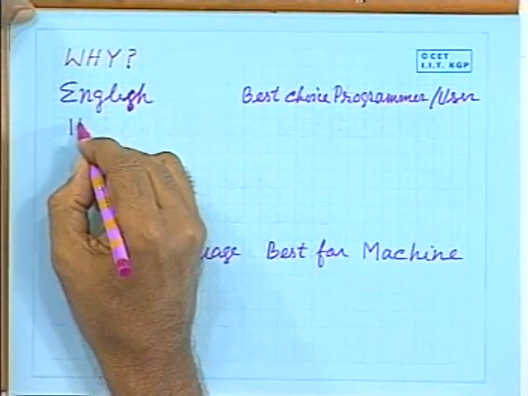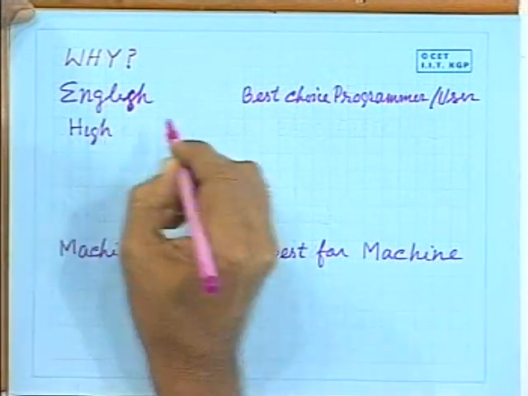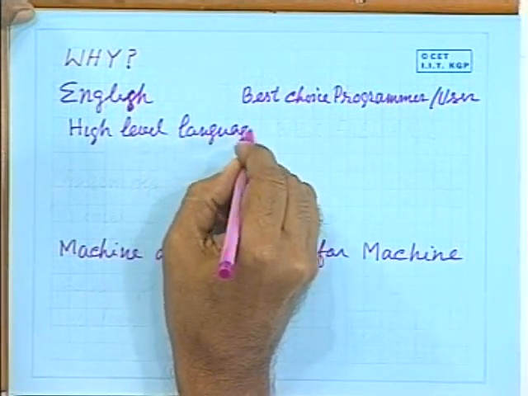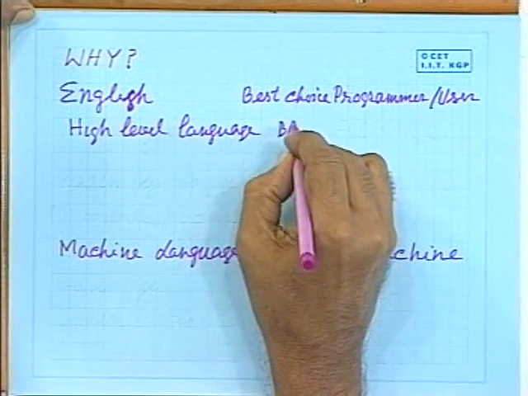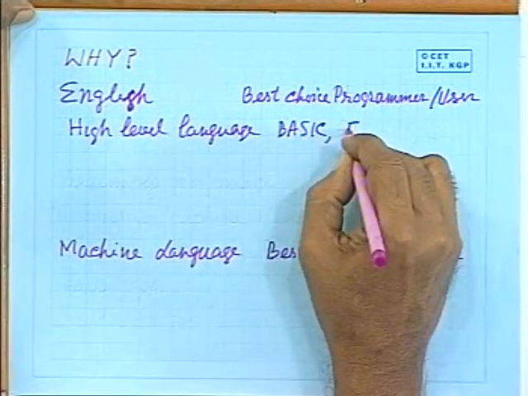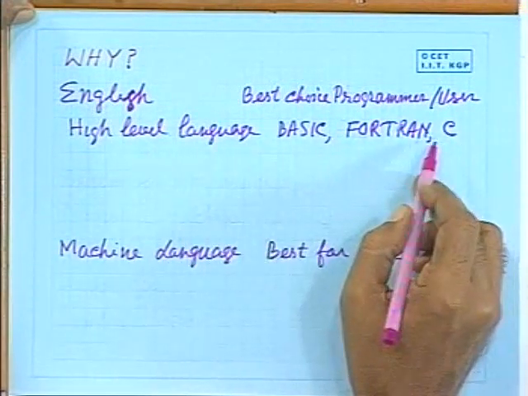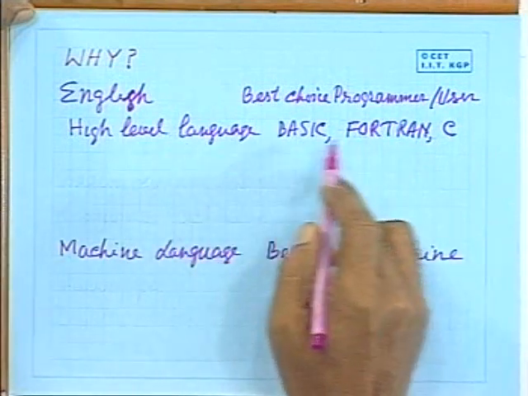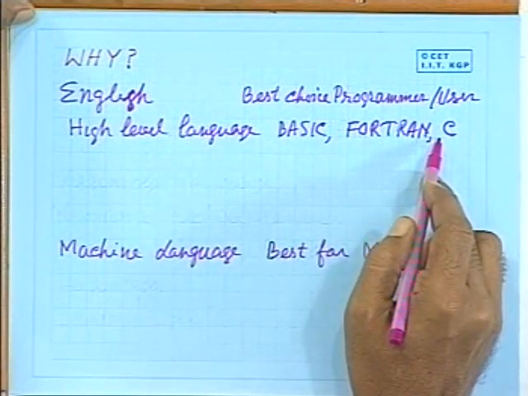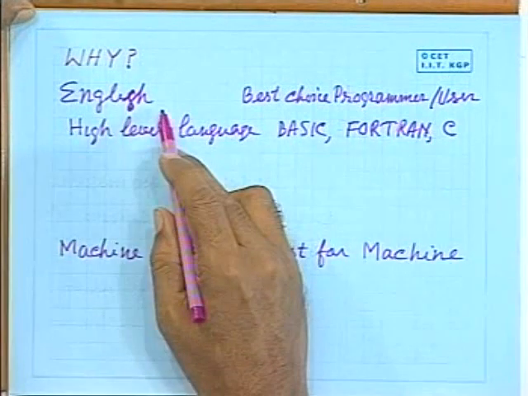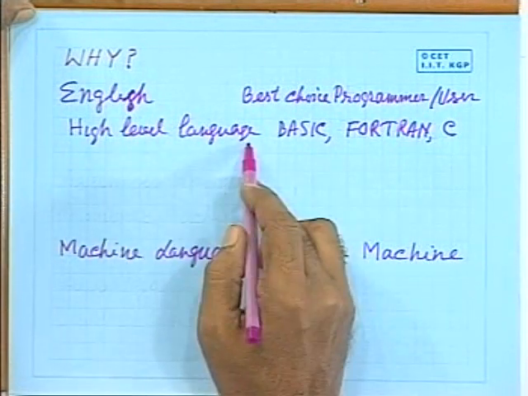So some alternatives are used, something in between. For example, for the convenience of the human user, high level languages such as BASIC, Fortran, C are commonly used. These languages are not as natural as the English language, but they are closer to the English language. That's why these languages are called high level languages.